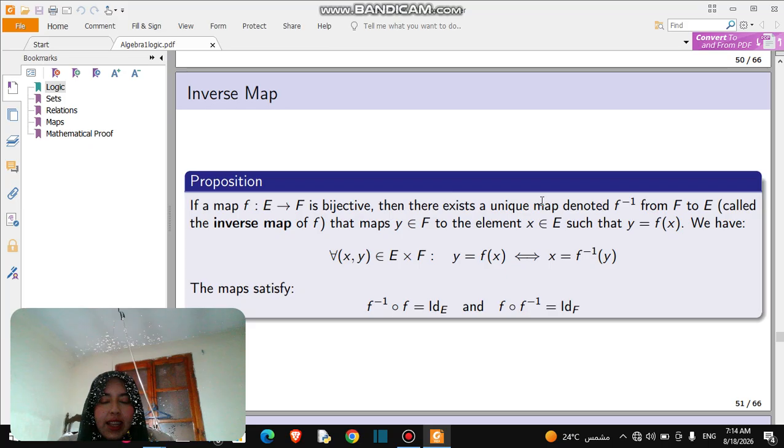That map satisfies: if we compose the two maps, the inverse map and the map, then we get the identity map. If we change the order, f^-1 rho f equals f rho f^-1 and equals the identity map.